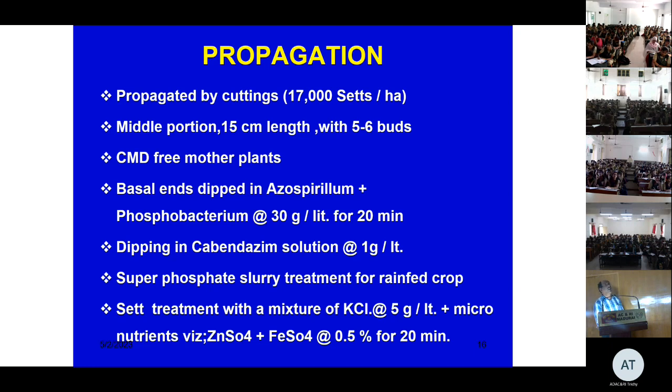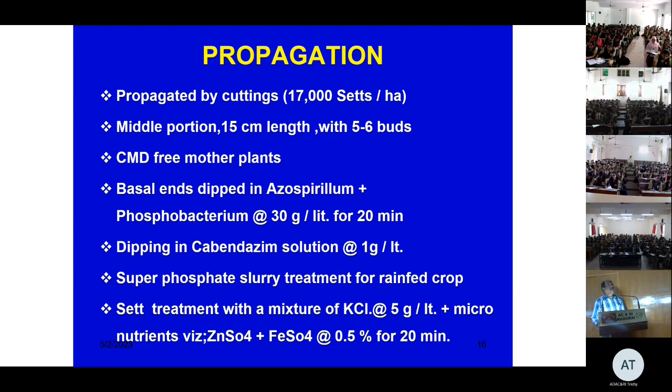Technically, it is called sets. 17,000 sets per hectare are required for planting. So almost the sets are prepared from the middle portion of the shoot, 15 centimeter length with 5 to 6 buds. And the selected mother plants are mostly cassava mosaic disease free mother plants. That is very, very important.